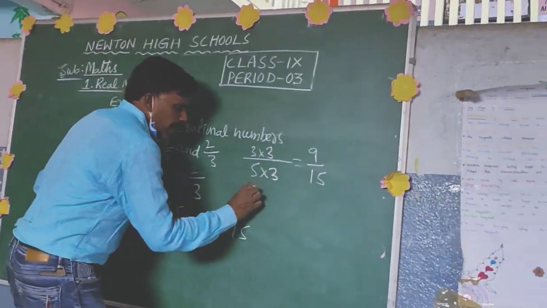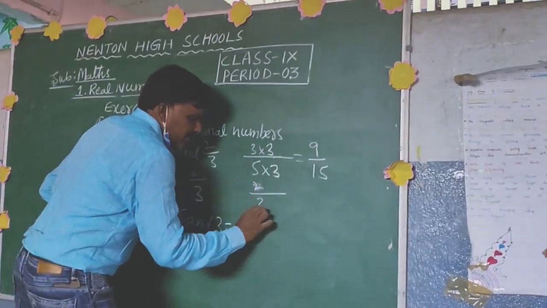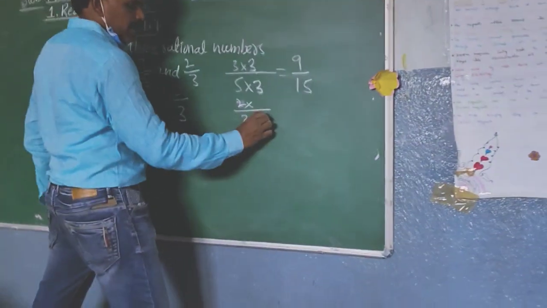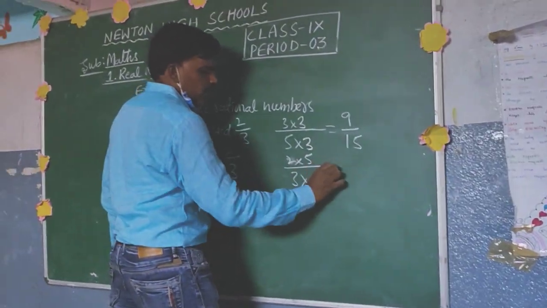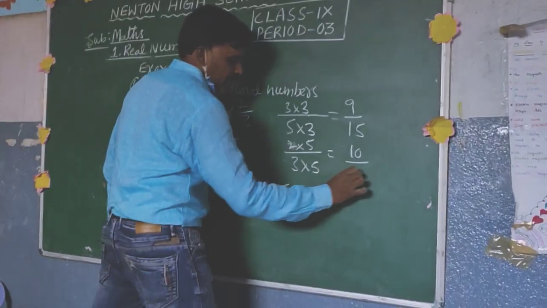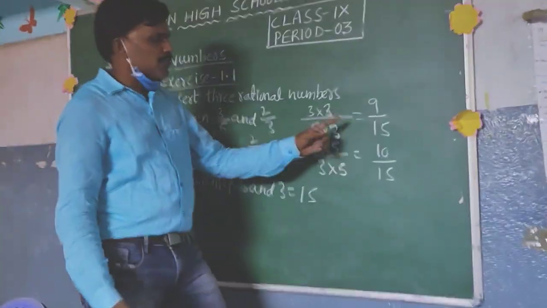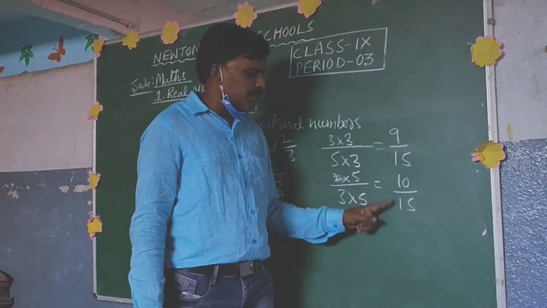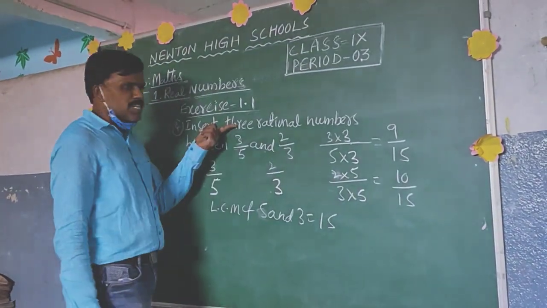Second fraction, 2 by 3. To get 15 in the denominator, we have to multiply by 5. 2 5s are 10, 3 5s are 15. So we have 9 by 15 and 10 by 15. But how to find the rational numbers? We need to find 3 rational numbers.